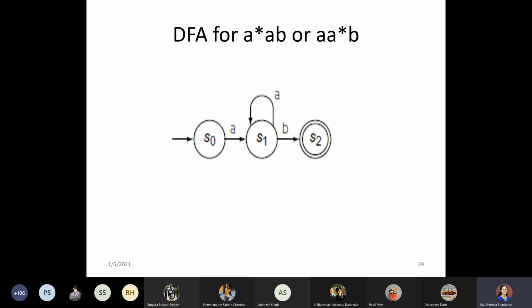So now if you are asked to draw the DFA for A star AB or A star B, for both, the DFA could be easily drawn, right? A star means a self loop. Either you can have it in this way, A star, AB.